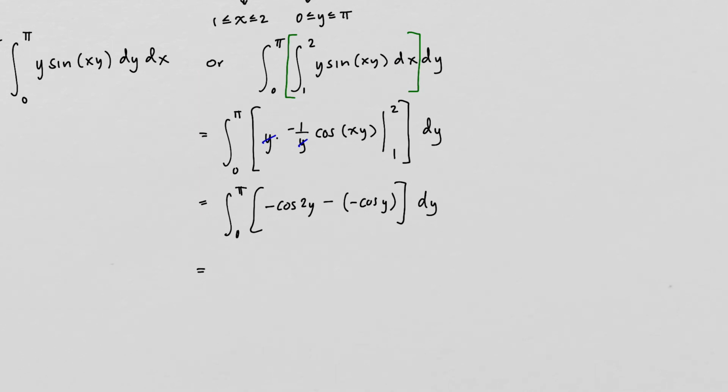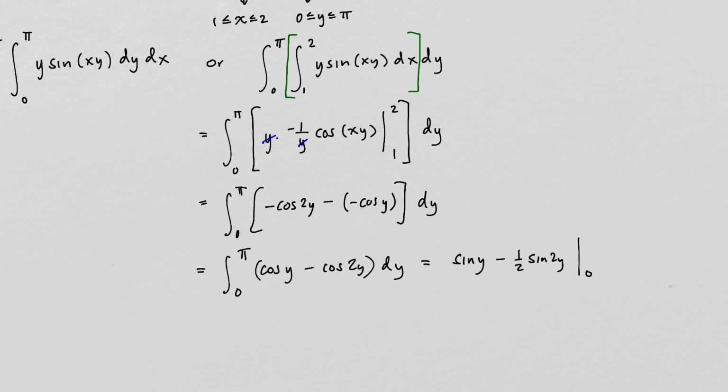And so now we can just take a little bit of time here to simplify. I can rewrite this as cosine of y minus cosine of 2y. I think that looks a little bit cleaner. And now the antiderivative of cosine of y is simply sine of y minus, and then the antiderivative of cosine of 2y is 1/2 sine of 2y. And this goes from 0 to pi.